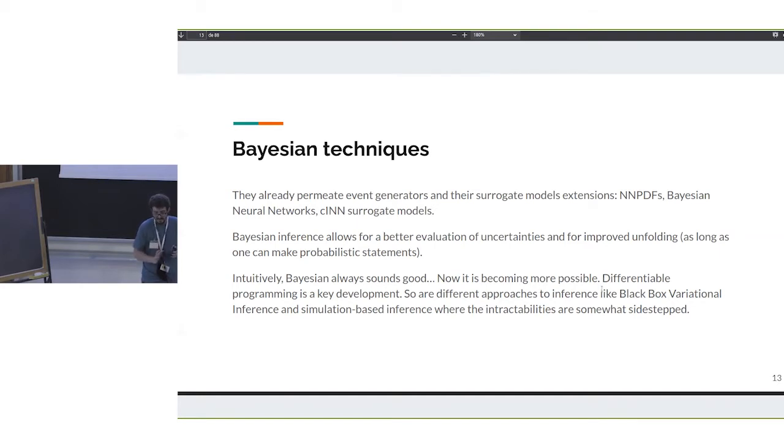They are already there. There is the NNPDF, there is the Bayesian neural network, there are the conditional invertible neural networks that are able to build surrogate models. And the idea is that Bayesian inference allows for a better evaluation of all the uncertainties and for an improved unfolding, by which I mean going from the detected particles to the, let's say, theory particles, where we can have a higher control over the parameters of interest.